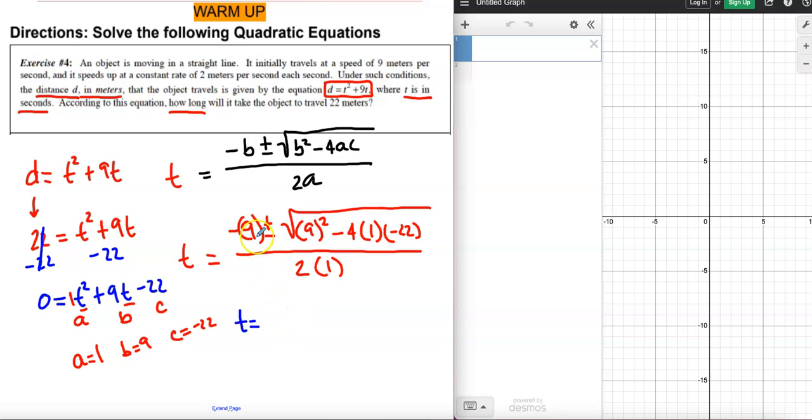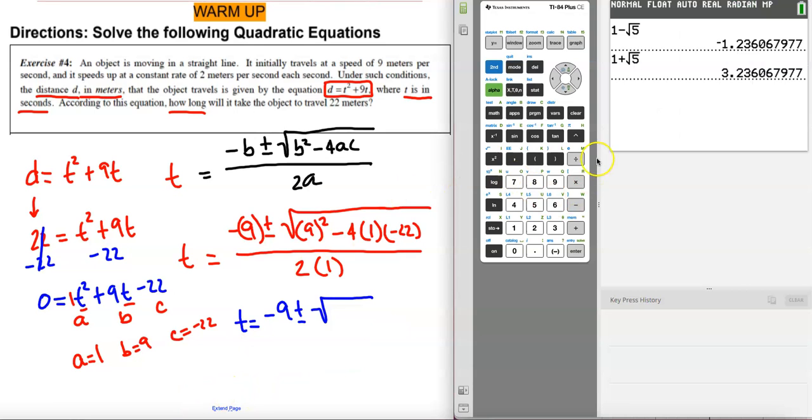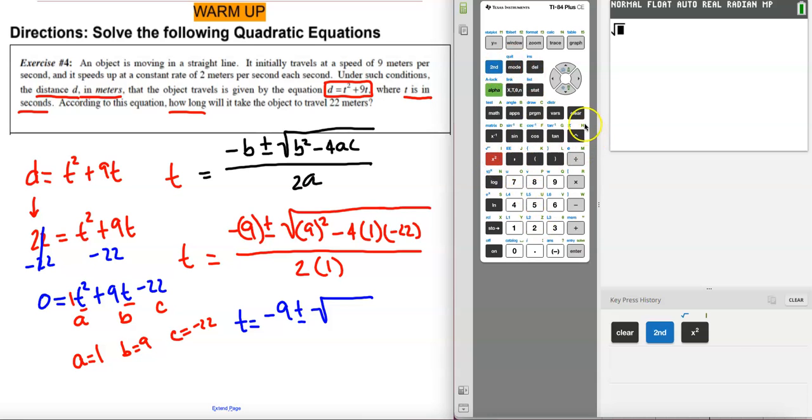So simplify the first part here, and so I should get just -9, plus or minus the square root. Now to simplify what's under the square root, I'm just going to pull up my calculator. I'm just going to plug in just the stuff under the square root. Notice I'm not going to hit the square root. Please don't hit the square root. We're just calculating the stuff that's under the square root.